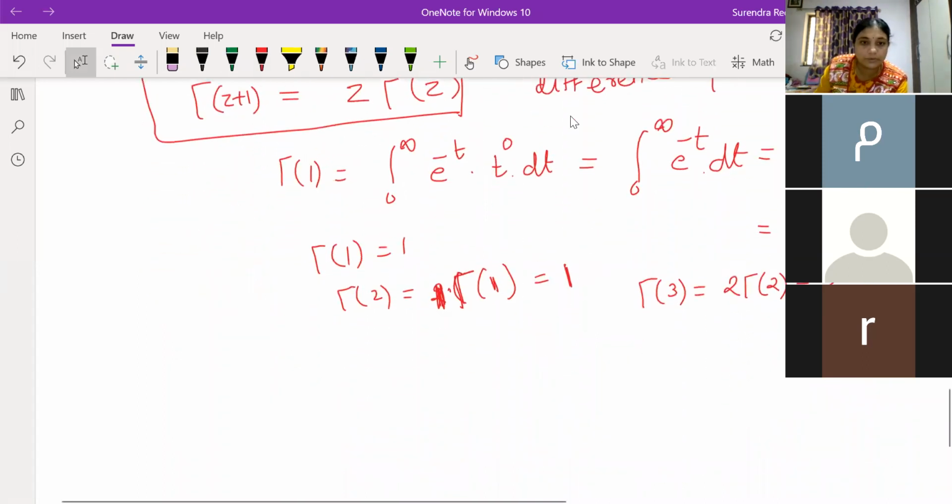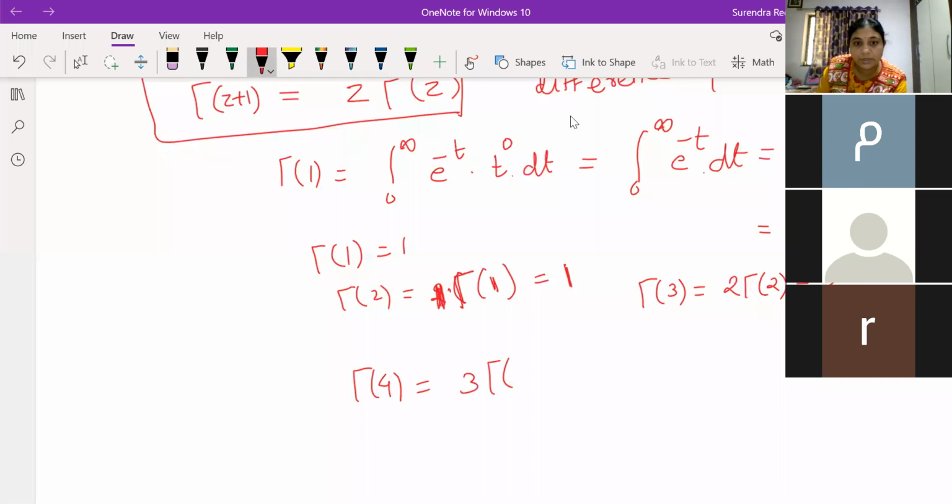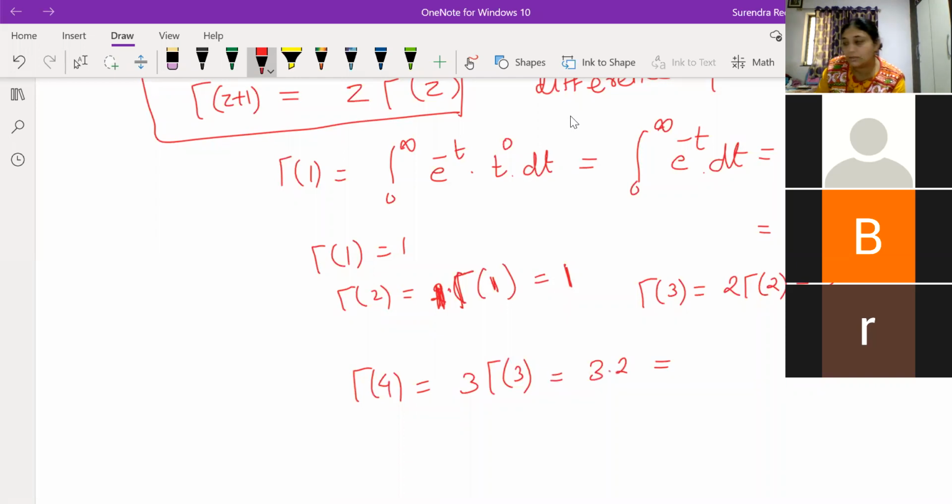So what is gamma 4? It is 3 times gamma 3. Gamma 3 is 2, so 3 times 2 means it is 6. So what is this? This is nothing but 3 factorial.